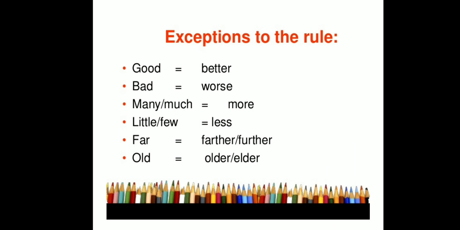Yes, so there is an exception in comparative degrees, especially in these cases: good, better; bad, worse; many or much, more; little or few, less; far, farther, further; old, older, elder. So this is all exception. Here you do not find more. Understand? Here the structure is completely changed accordingly.